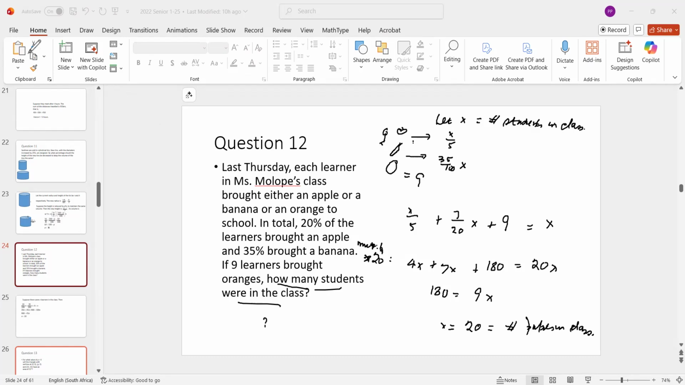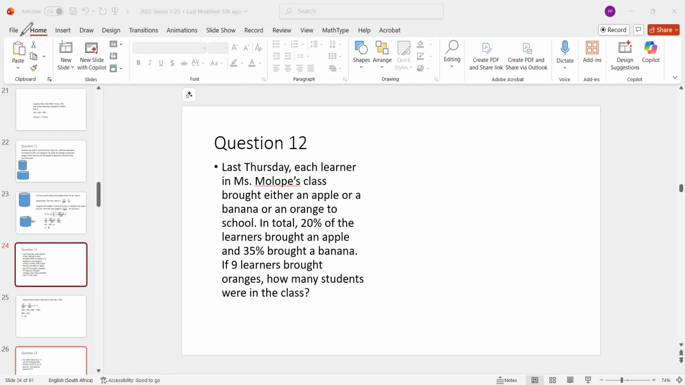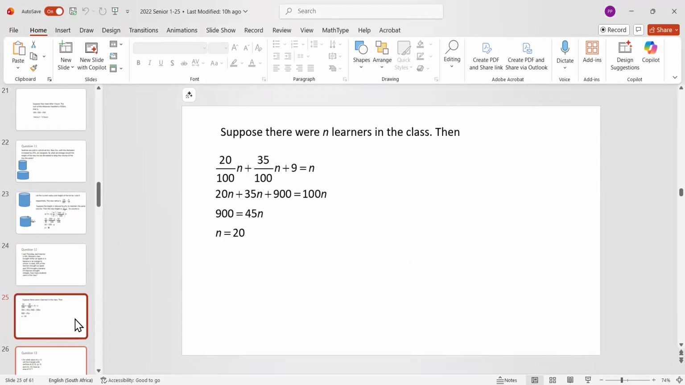Okay, so we saw the answer was 20. Check my answer. Oh, there it is. I called the number of learners n rather than x. You come to the same answer. Okay, so we go on to question 13.